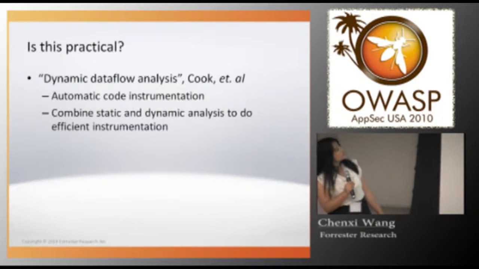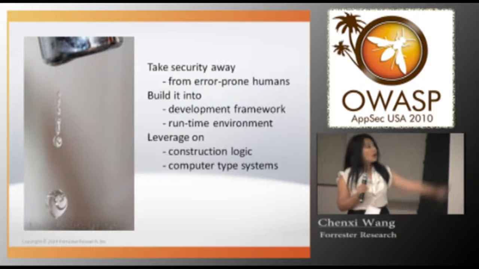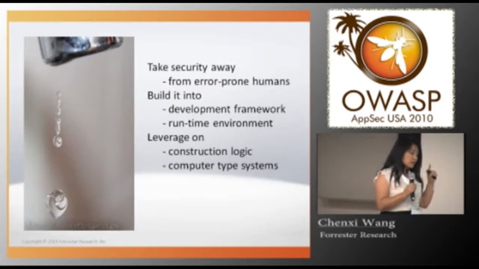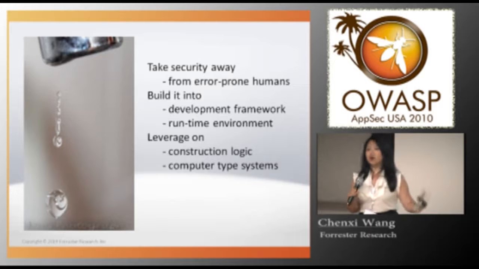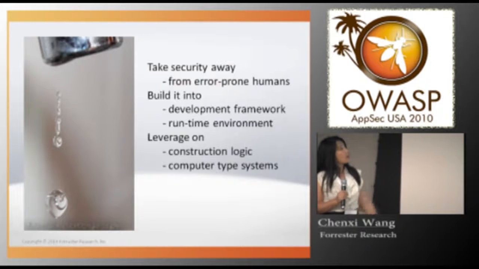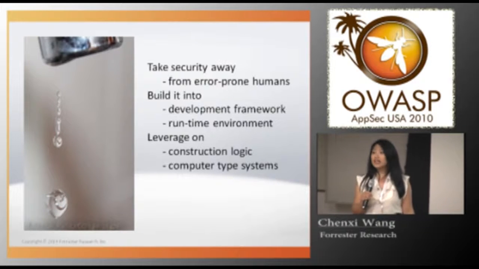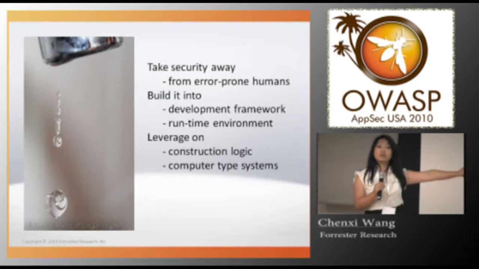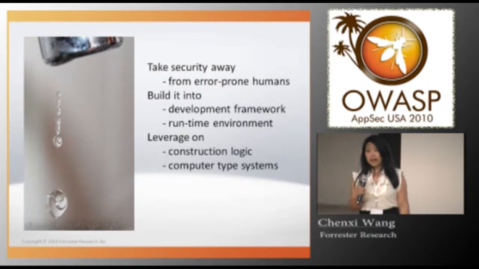So with that, the things to take away from this presentation are these points. We have to take security away from error-prone humans who don't understand security. Okay? If you have developers who are security versed, who really know how to write secure code, by all means, don't stop them. But the majority of developers don't, and let's not try to get them to do that. Second point, let's build security into development frameworks and runtime environments that are not controlled by a human. It's automatically done. And let's leverage some of the fundamental work that's been done in computer science about construction logic, about rich type theories to do that.